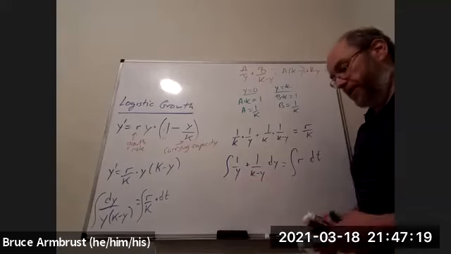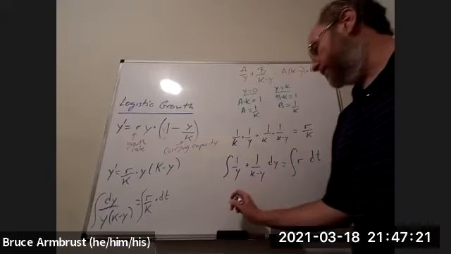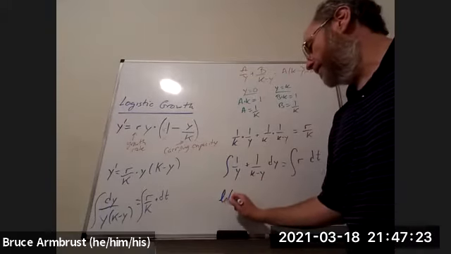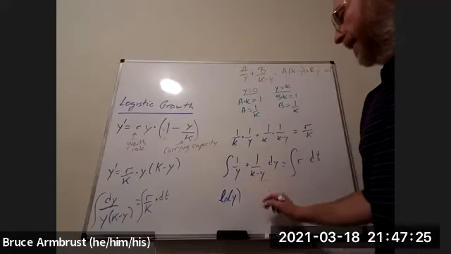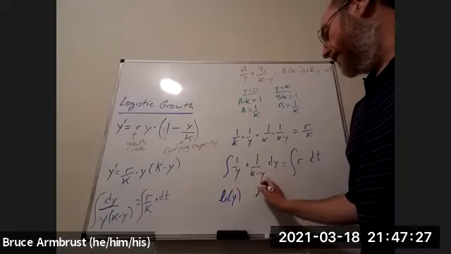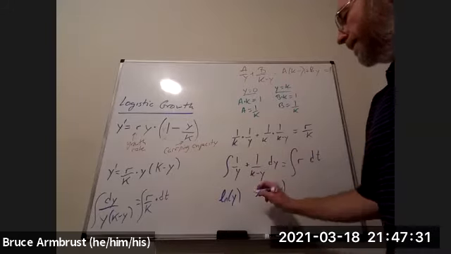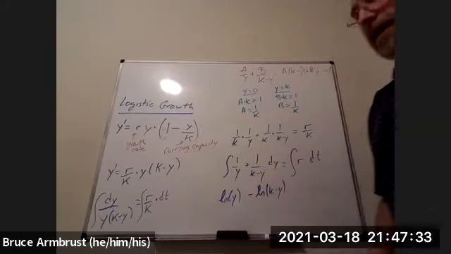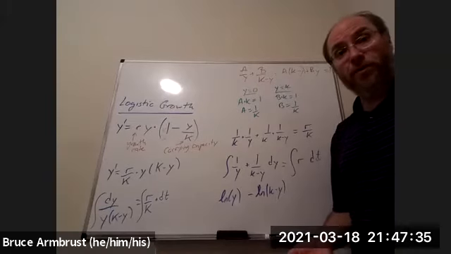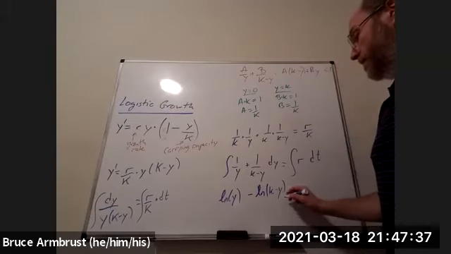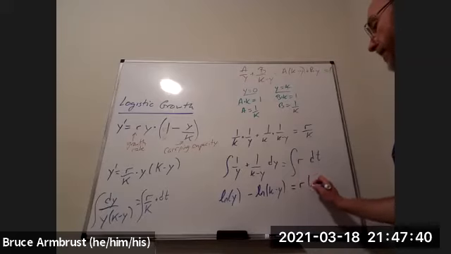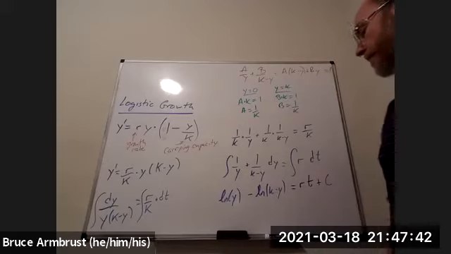All right, so when we integrate this, 1 over y, of course, gives us natural log of y. The 1 over K minus y is going to give us natural log of K minus y, but a minus sign from the chain rule. And then on the other side, we're going to get rt plus C.